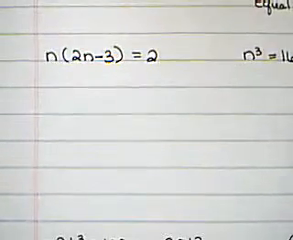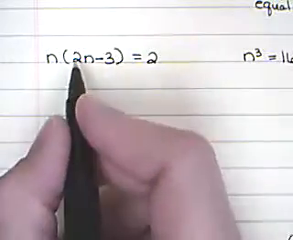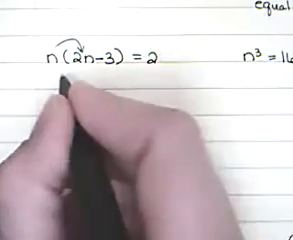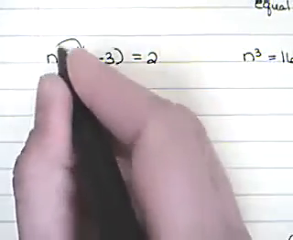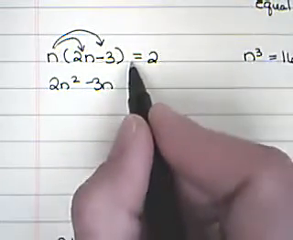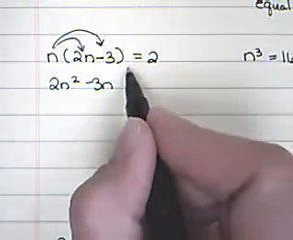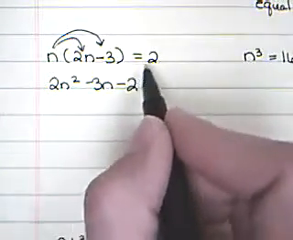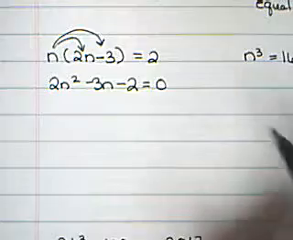When we're looking at this first equation, the first thing that should come to mind is that we need to eliminate these parentheses by using the distributive property. So n times 2n is 2n squared. n times negative 3 is negative 3n. And while we're here, we have the equal sign. Let's move the positive 2 to the left and make it a negative 2. It's just the same thing as subtracting 2 from both sides, and therefore it'd be set equal to 0.